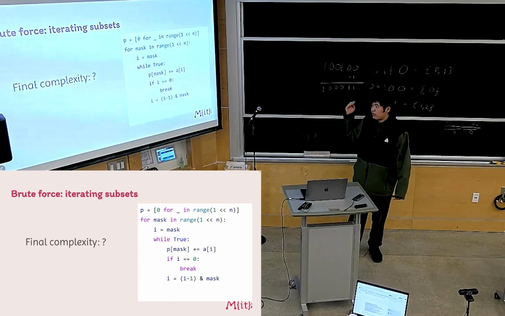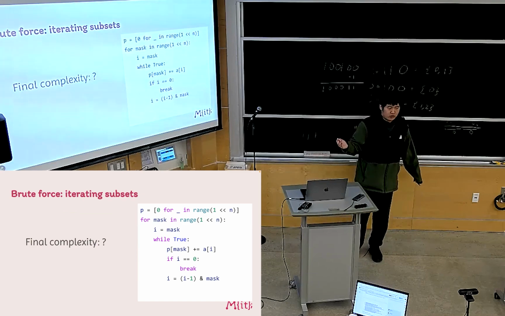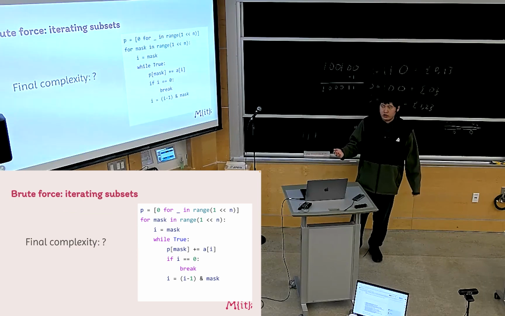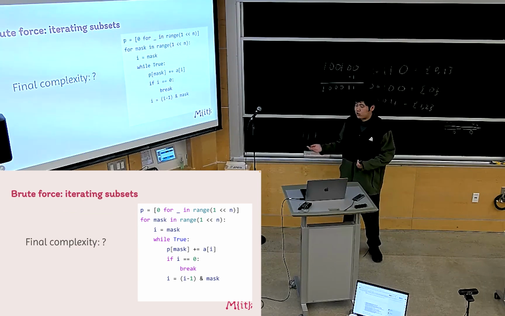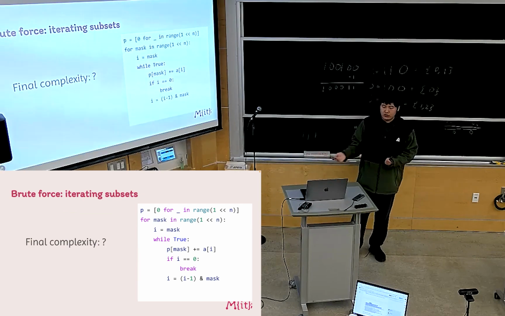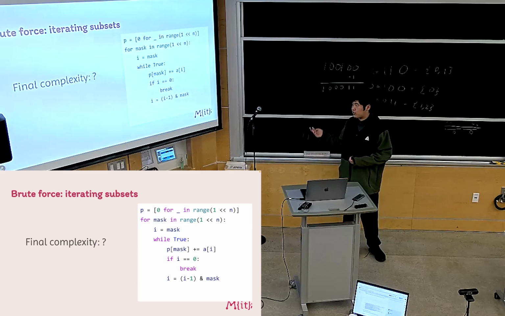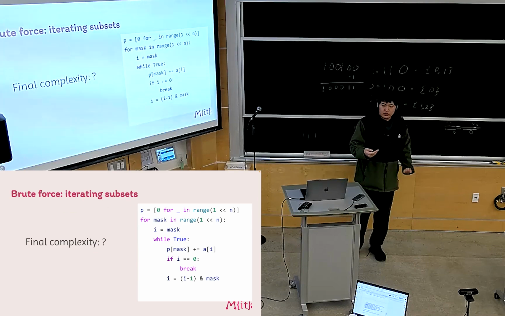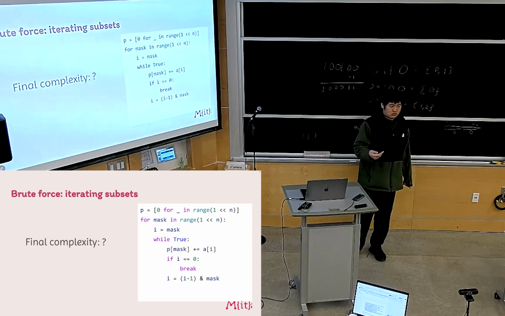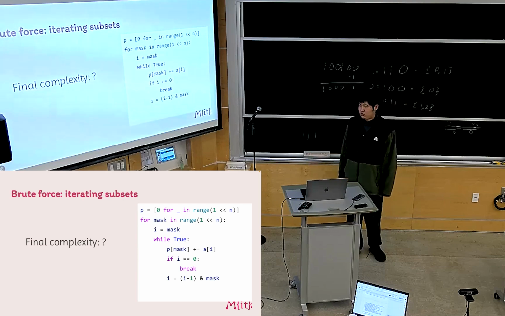Now the question is, what's the complexity of this algorithm? Because it is, in theory, an improvement on 4 to the n, since we're only iterating over masks that are relevant to our bit mask. But how much of an improvement is it? Yes. It would be 3 to the n.